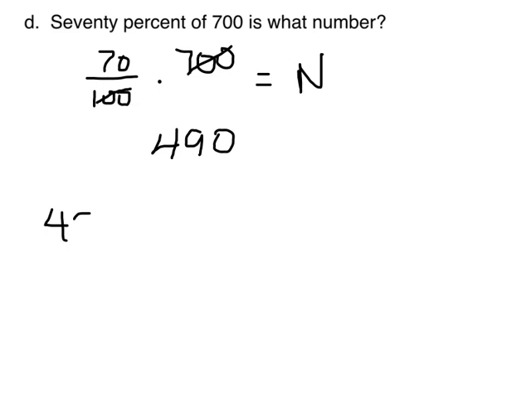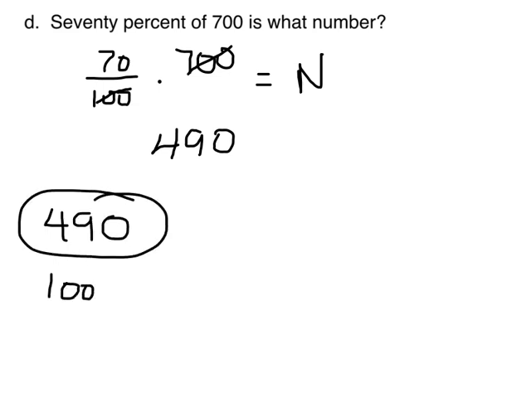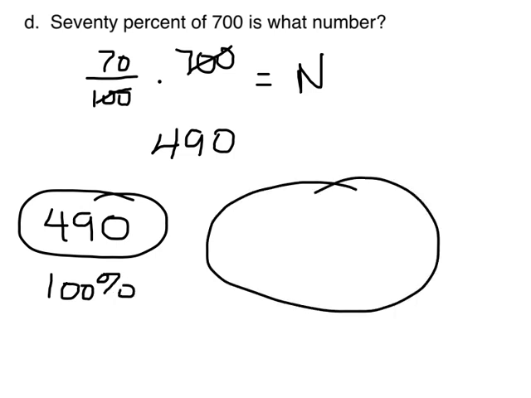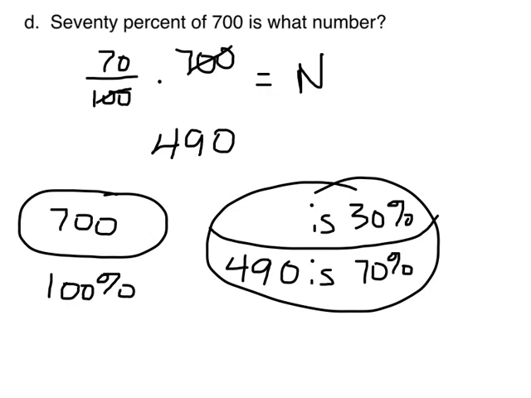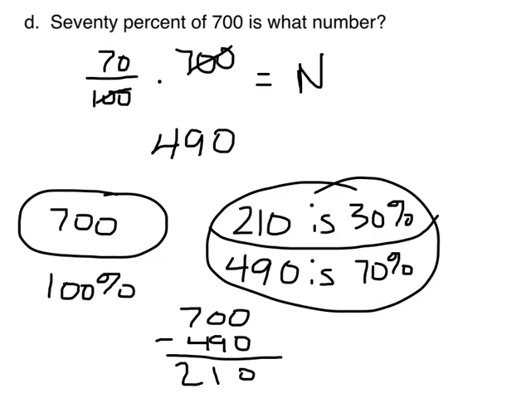So to draw our diagram, we've got 490 is the before. It's at 100%. And then we've got that percentage broken up into 70% and 30%. I'm sorry, got something wrong here. That 490 is not at 100. The 700 is what would be the 100%. And we said that 490 is 70%. So we need to find what is 30%. Then we can say 700 minus 490 is 210. So 210 is 30%.